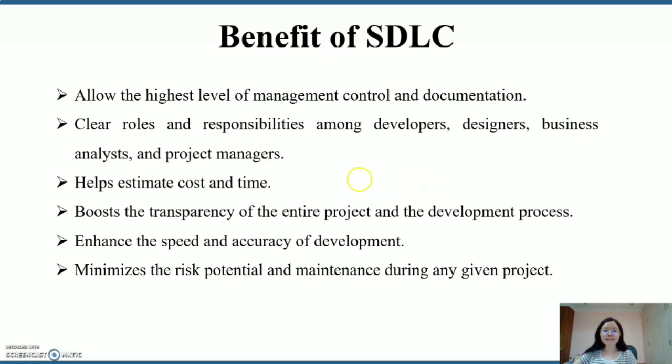For the first one, SDLC allows the highest level of management control and documentation, as the SDLC already sets up a schedule with the deadline of each stage of development, so that management can control the development of the whole cycle of the system. The SDLC also states clear roles and responsibilities among the developer, designer, business analyst, and project manager, as they have different roles in different phases.